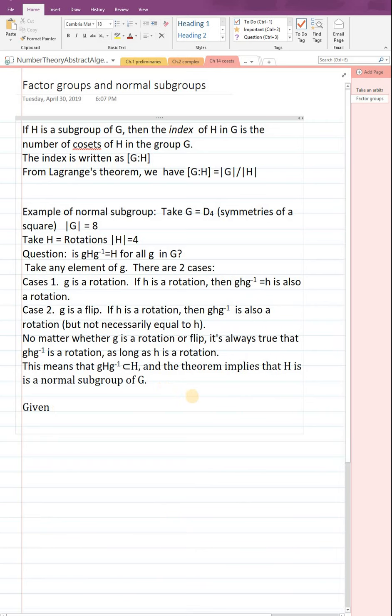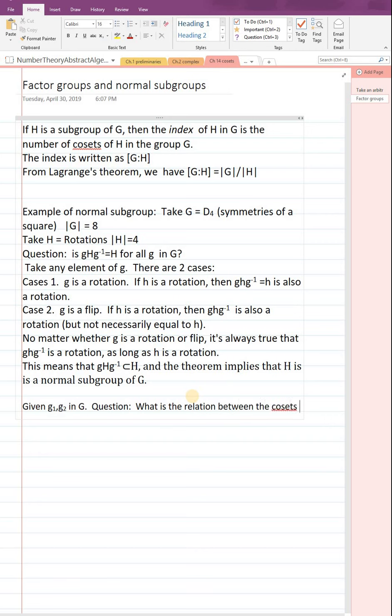right, so here's given G1, G2 in G. So the question is, what is the relation between the cosets? I have a coset G1 H. I also have a coset G2 H and G1 G2 H.